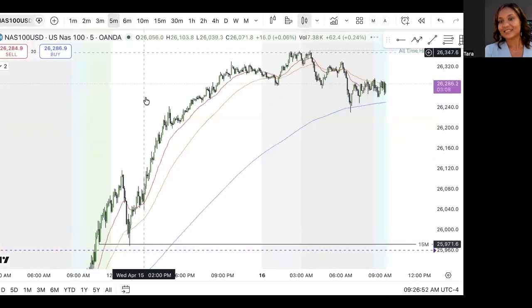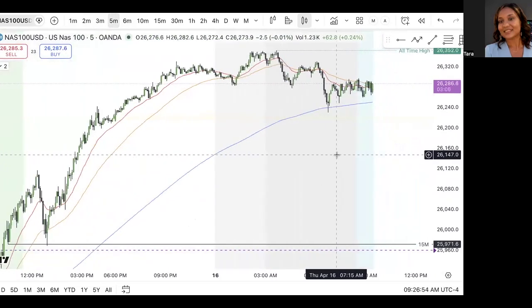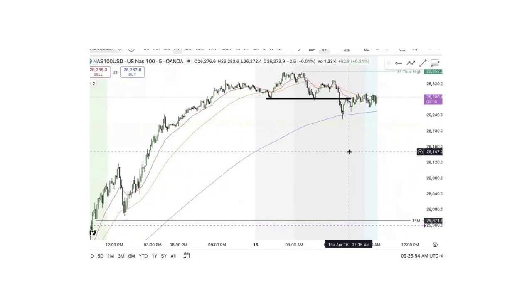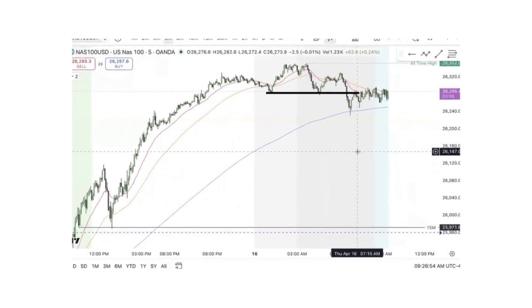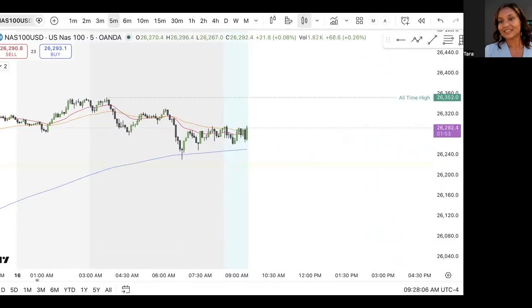We'll zoom out and take a look at the 5 minute to see what price is doing. Looks like overnight we broke a level to the downside. So we'll keep this in mind as we watch price action.